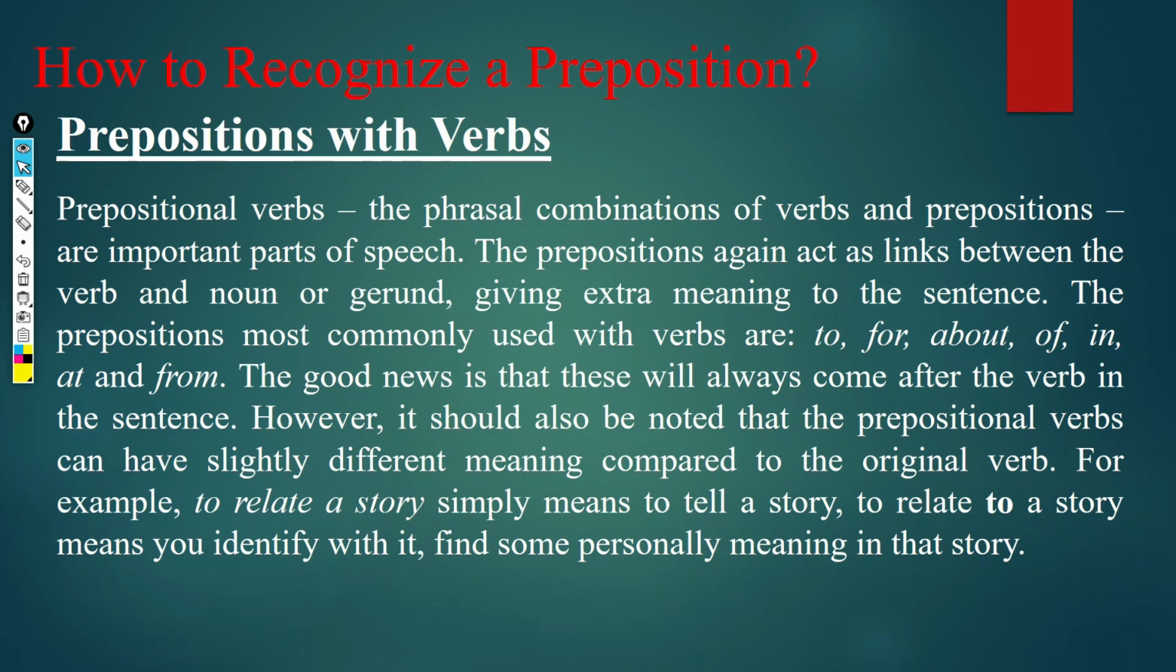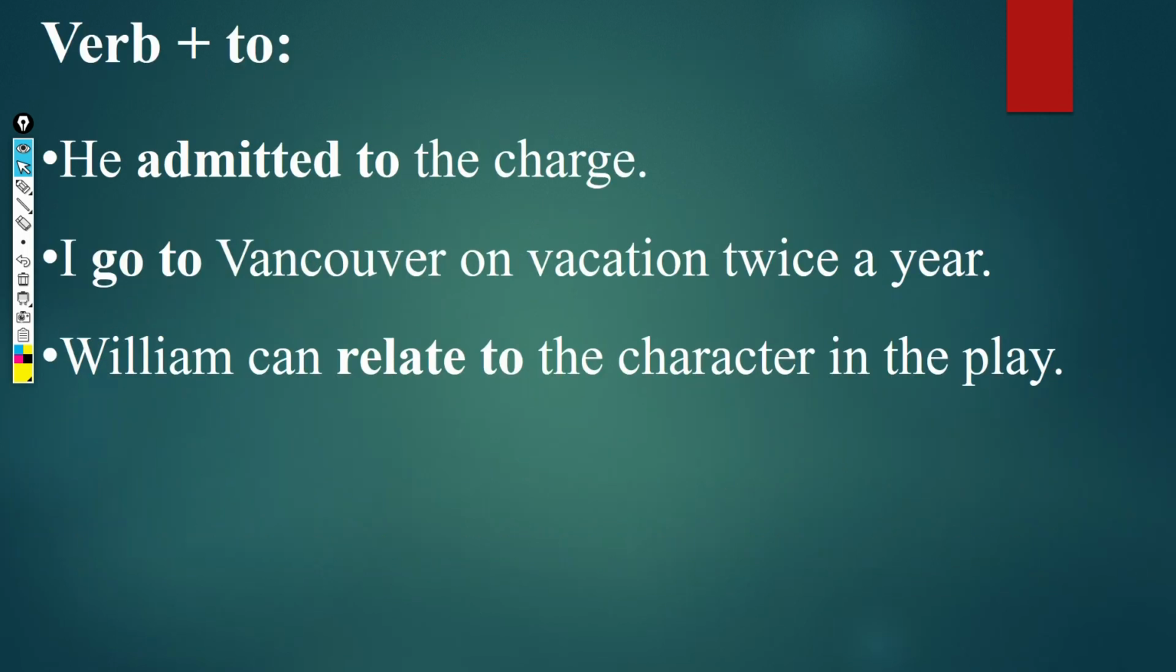Now, how to identify the preposition along with the verb? He was admitted to the charge. He admitted to the charge. I go to Vancouver on vacation twice a year. William can relate to the character in the play. So, see how to has been used as a preposition in the following three examples.